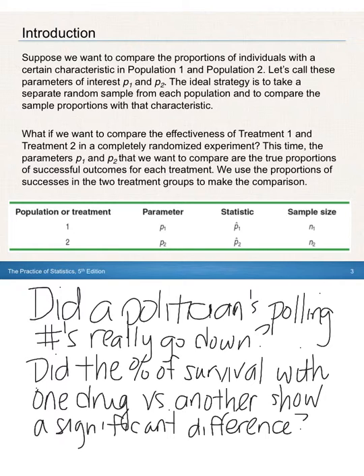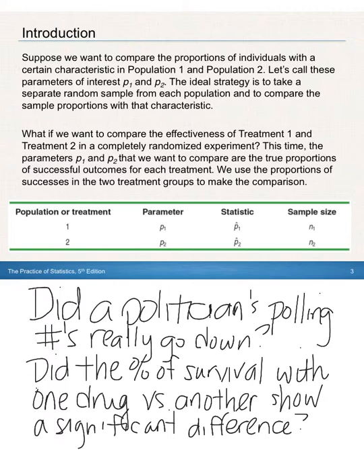For example, did a politician's polling numbers really go down over time, or did people's opinions change over something, whether it's gun control or abortion or anything like that? We're going to look to see if a difference in percentage is statistically significant or not. We also look at experiments, perhaps the survival rate with one drug versus another. Does the difference between the two show a significant difference, or is it just something that could have happened by random chance?